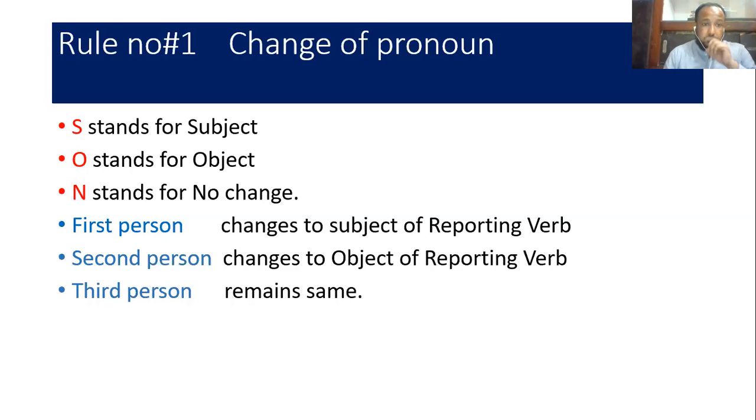First one is, there's a formula you can see clearly right over here. S-O-N, we term them SON. S stands for subject, O stands for object, N stands for no change, meaning neutral. So first person, I and we, changes according to the subject of a reporting speech. Second person changes to the object of the reporting verb. Third person remains the same, meaning neutral. Let us explain them in detail.